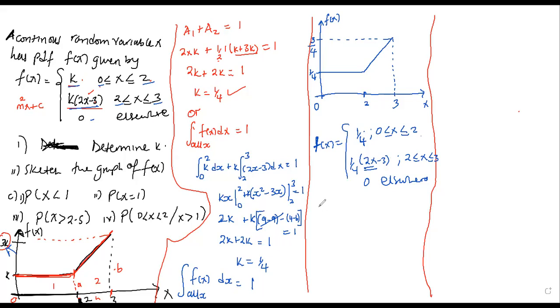Okay? Now, probability of x less than 1. It implies you're integrating from 0 because the beginning value is 0 up to 1 of f of x dx. But the f of x between 0 and 1 is k, which is a quarter. So we shall get the integral of a quarter dx from 0 to 1, giving us a quarter x from 0 to 1. And the answer is a quarter.